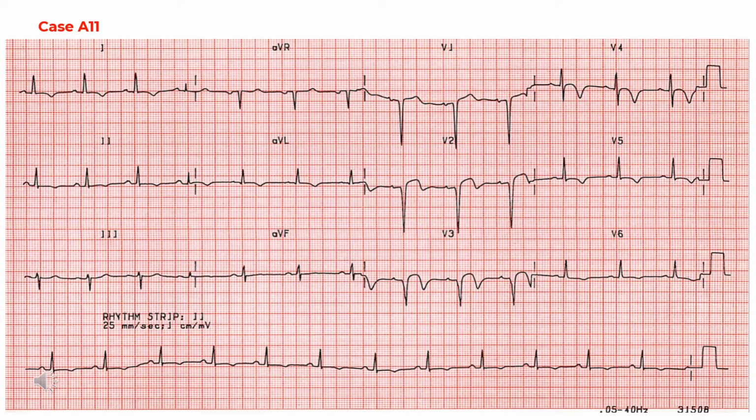Comment. The ECG shows the changes of recent anterior infarction affecting the interventricular septum, as denoted by the changes in V1, V2 and V3, and adjacent left ventricle, as denoted by the changes in V4. Subsequent investigation showed that the left anterior descending coronary artery was occluded.